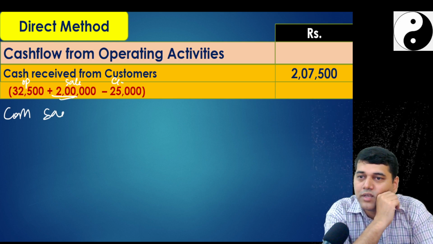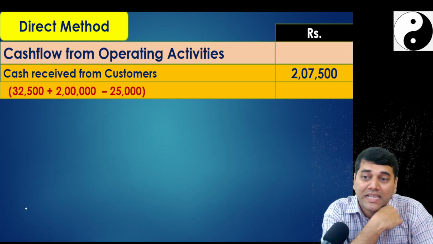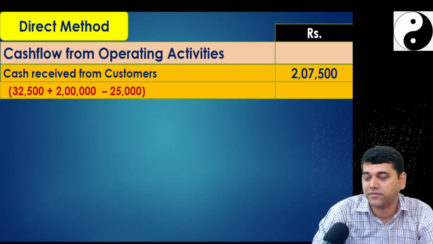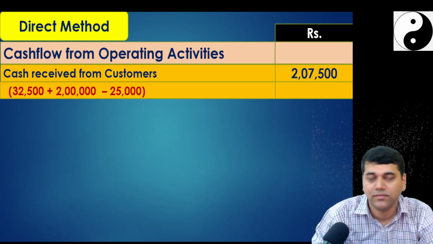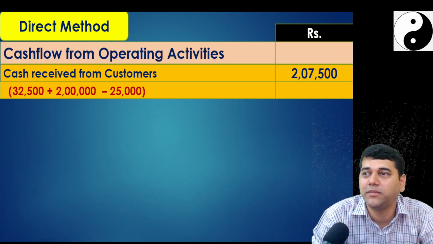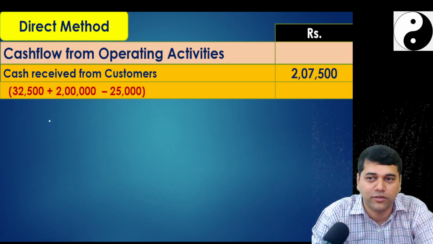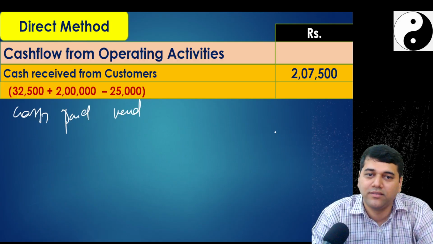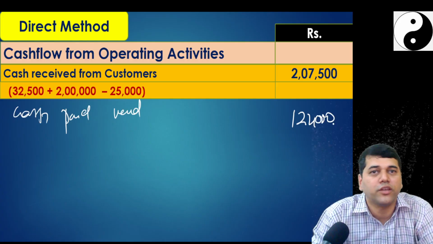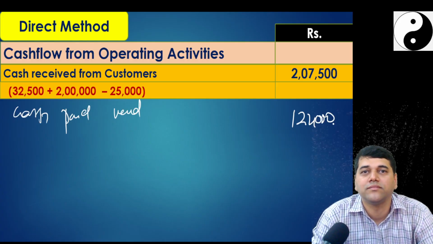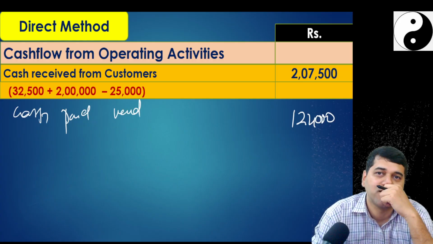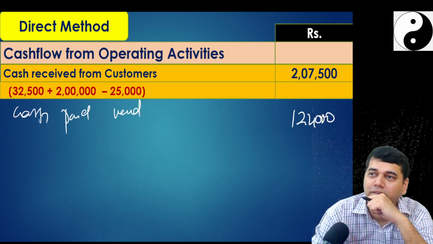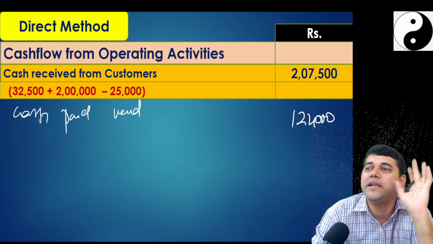Follow? What is my second heading? Cash paid to vendors. Can you tell me, students, how much is cash paid to the vendors? Any other number? Priti got 1,24,000 as cash paid to vendor. Is this okay, everyone? Is this okay, Prithvi? How much did you pay to the vendor?